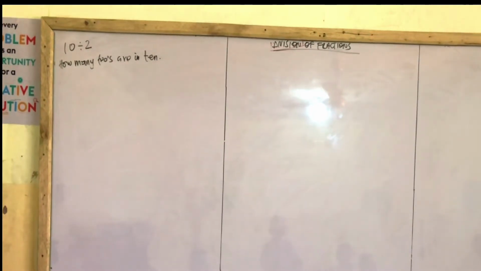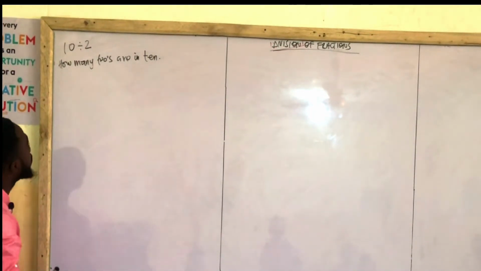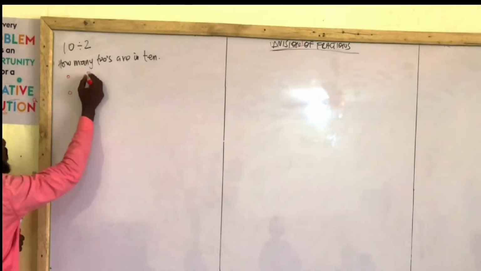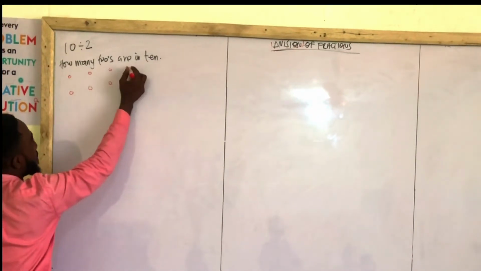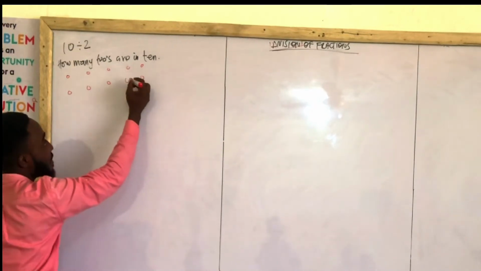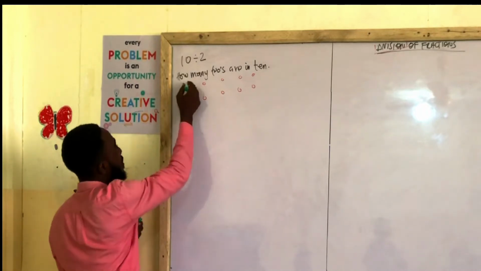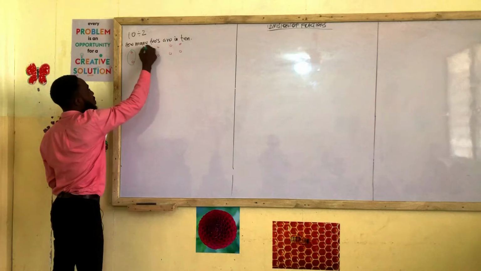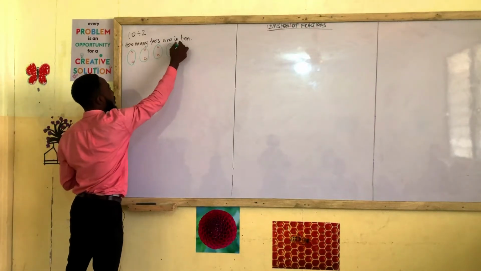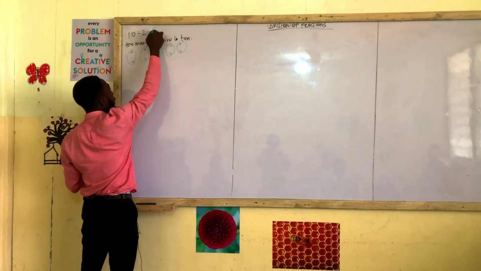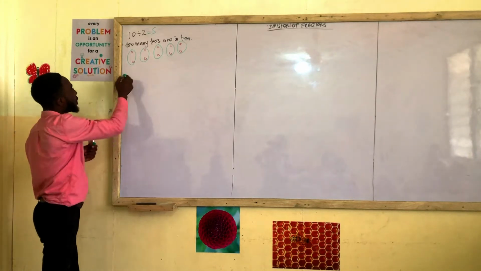If you want to represent this graphically, we could show something like this and put 1, 2, 3, 4, 5, 6, 7, 8, 9, 10. So how many 2's are here? Let's circle. So 1, 2, 3, 4, 5. So we have 5 2's.